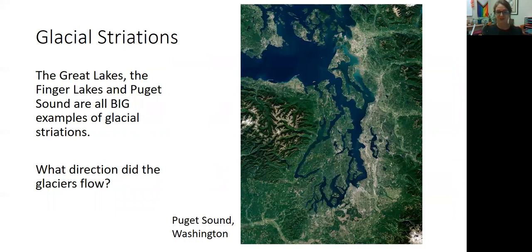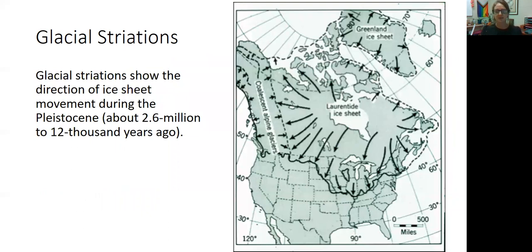Same thing for Puget Sound. It was formed by glaciers. And so we know that when glaciers existed there tens of thousands of years ago, glaciers flowed from north to south along the same direction as the Puget Sound. Okay. So looking at glacial striations all around the world, we can determine the direction of ice sheet movement during the Pleistocene, which lasted from 2.6 million years ago to about 12,000 years ago. And during this time, all of Canada and quite a bit of the northern US was covered in a giant ice sheet that flowed away from the center in Canada in the Hudson Bay, outwards in all directions, including down towards the US.